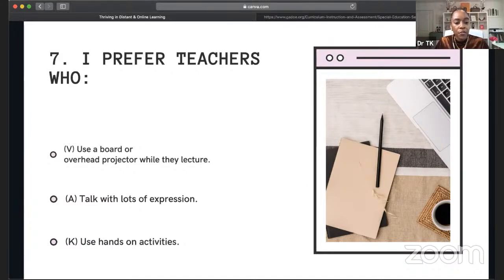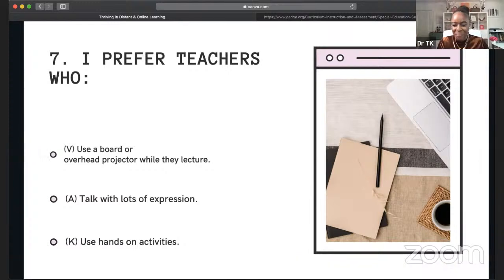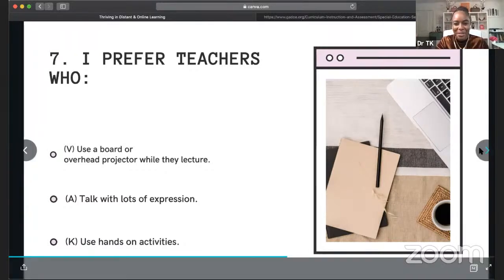Okay. So V, I prefer teachers who you need a visual aid. A, you need teachers who talk with a lot of expression. And K, you prefer teachers who have hands-on activities. So that would be like group assignments, those Zoom breakout rooms, and things like that. So you want to know what type of teacher you prefer, even though you may not get them, but at least you know who you want.